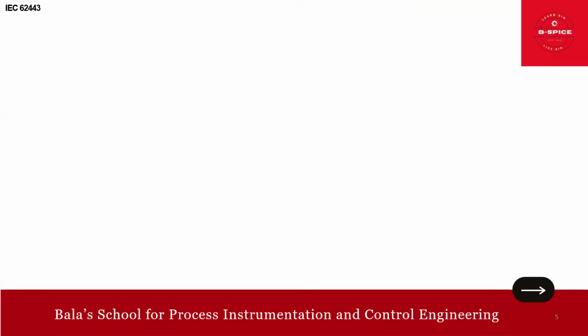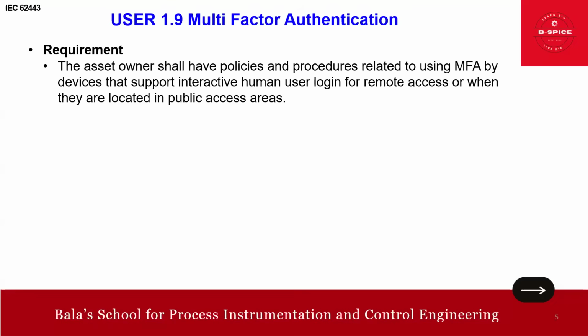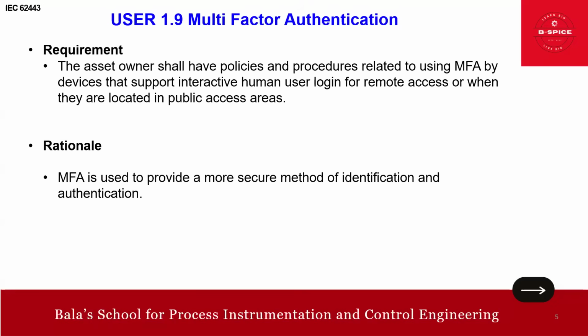Okay. Now we go into 1.9, multi-factor authentication. So the asset owner shall have a policy and procedure related to using MFA, multi-factor authentication, by devices that support interactive human user login for remote access or when they are located in public access areas. So what is the rationale? Yes, MFA is used to provide the most secure method of authentication and identification, right?